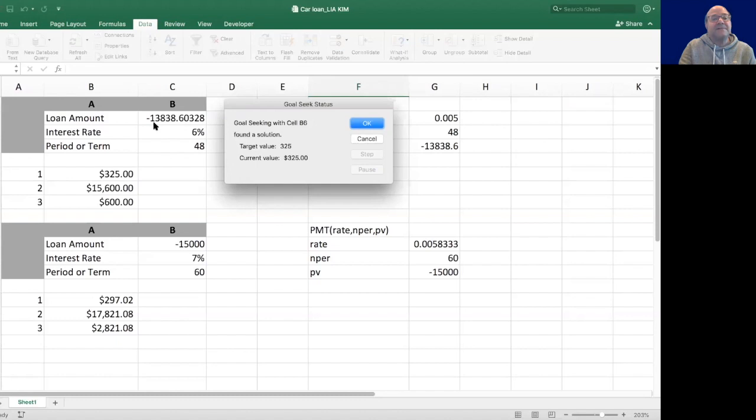Okay, so obviously we need to round this off, but it would be 13,800. So you could change it to say 13,500 or something like that if you wanted to round it off. But that gives you it right there.